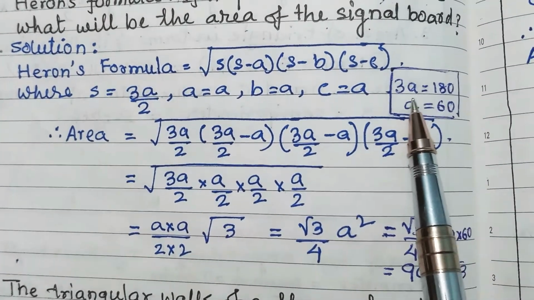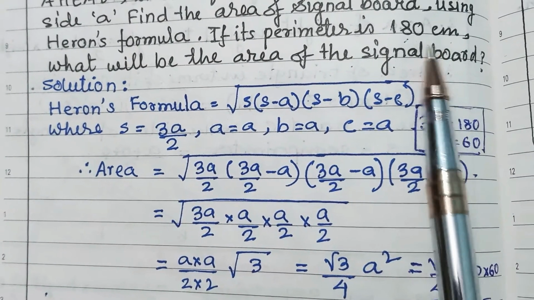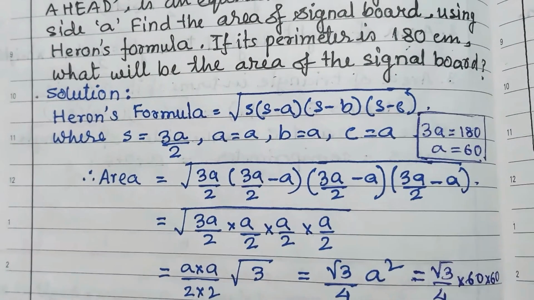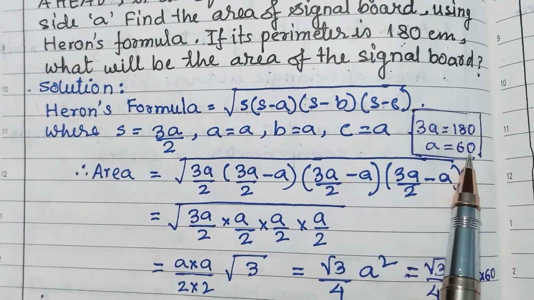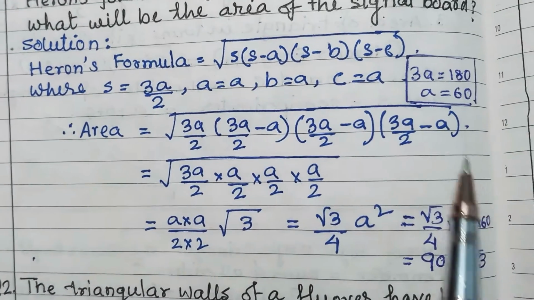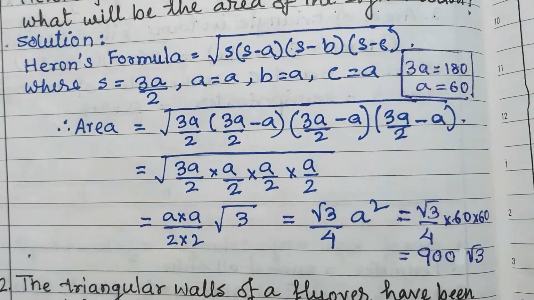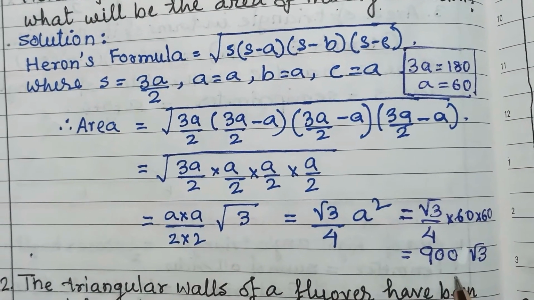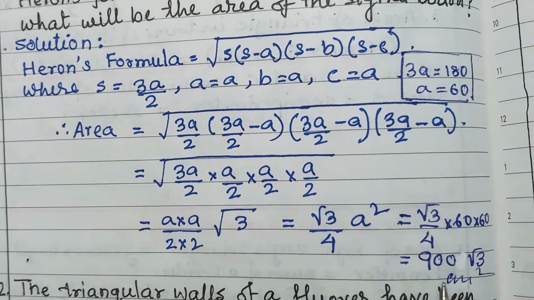Now if the perimeter is 180 centimeter, then 3a is 180, so side a is equal to 60. Now substitute the value of a here. It is 900 root 3 centimeter square. Okay, this is the area.